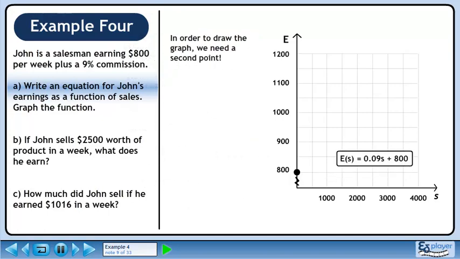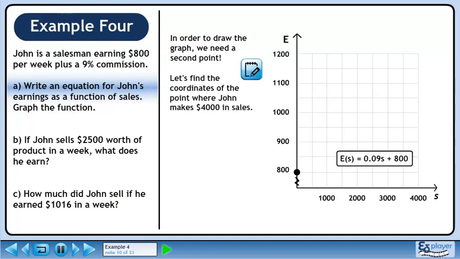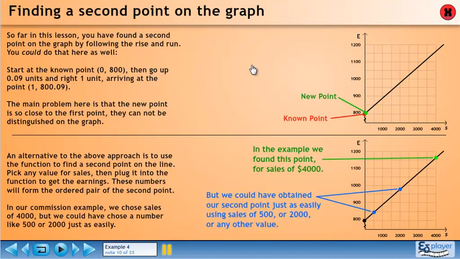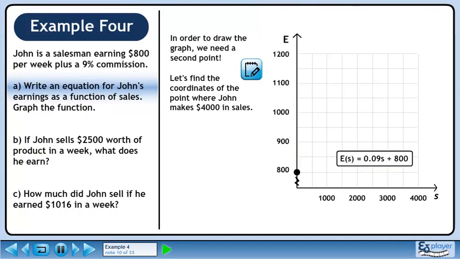In order to draw the graph, we need a second point. Let's find the coordinates of the point where John makes $4,000 in sales. Rewrite the function. We want to find the earnings when John sells $4,000 worth of product.